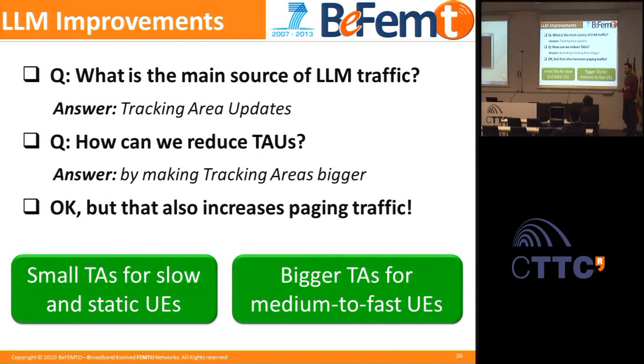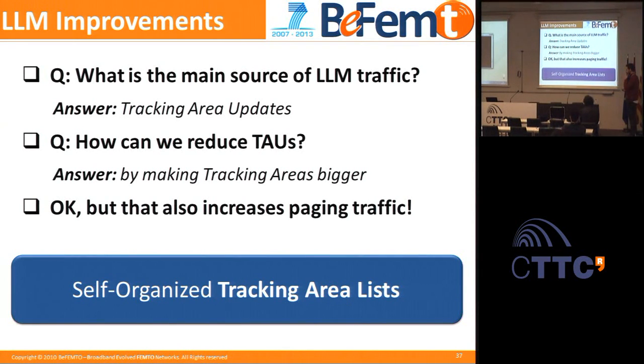But we are in idle mode, and we have no connection with the network. So how can the network know the speed of the UE when the network is deaf and the UE is mute? Well, our solution is something that we call self-organized tracking area lists. And here, I would like to stop briefly and break it down so that we're not haunted by this hocus-pocus expression, and we think about what this means.